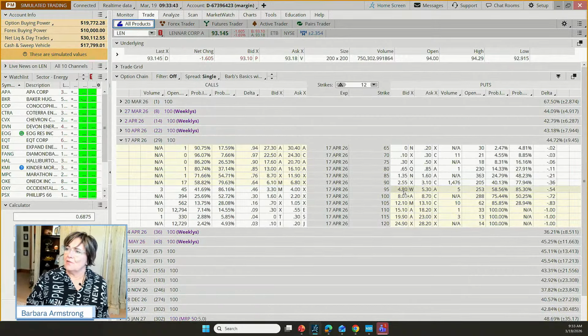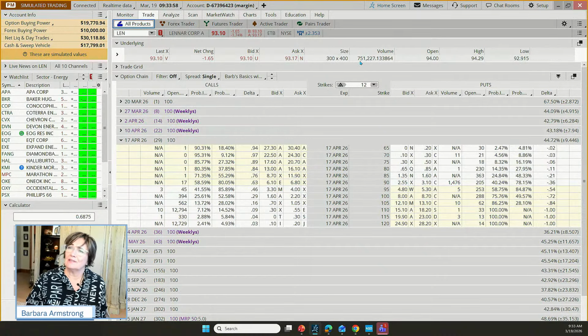Now, when I look at this 480, 530, that's marginally acceptable. And here 1476 contracts traded today. So we've got enough contracts. This typically does trade over 1 million shares a day. We're at 751 and still early in the day. So this being 50 cents, this is a little too wide.